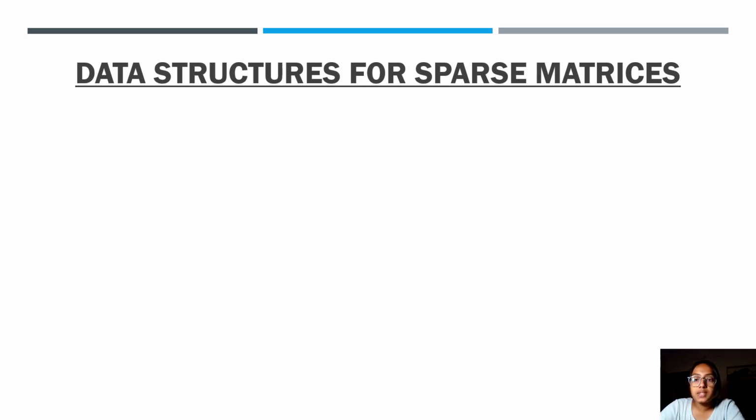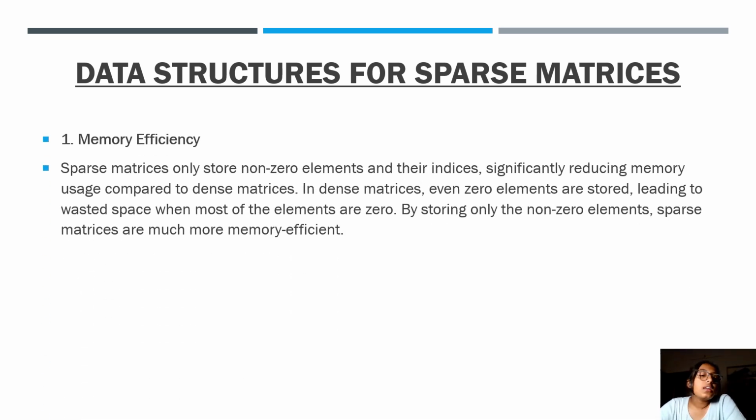Data structures for sparse matrix. How is our subject actually related to the concept of sparse matrix? Memory efficiency. In this topic, we see that the sparse matrix stores only non-zero elements with their indices, significantly reducing memory usage compared to dense matrices. In dense matrices even zero elements are stored, leading to wasted space, and most of the elements are zero. By storing only the non-zero elements, sparse matrices are so much more memory efficient. This is the main motto behind the usage of sparse matrices, which is why it is being stressed so many times.